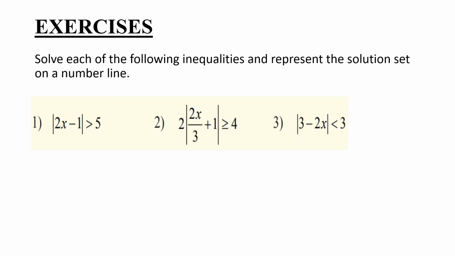Now you have exercises. Solve each of the following inequalities and represent the solution set on a number line. You have exercise number 1, number 2, and number 3.